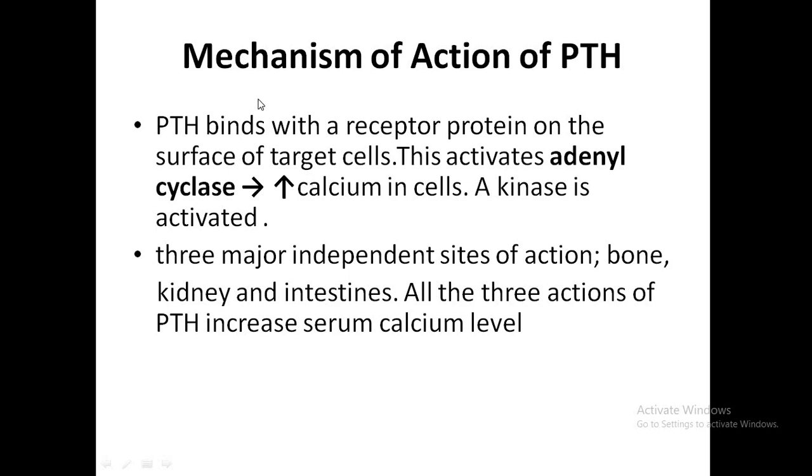This is the mechanism of action of PTH. It binds with the receptor protein on the surface of the cells. This activates adenyl cyclase. This increases calcium in cells. And there are three major sites of action: bone, kidney, and intestines. In all these three sites, it increases the serum calcium level.